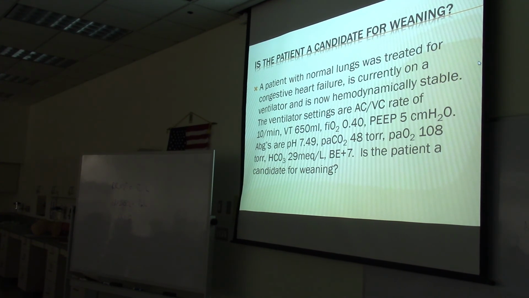All right, so we got a patient with normal lungs, CHF. They're hemodynamically stable, so they fixed the congestive heart failure. The ventilator settings, they're full support, assist control mode, rate is 10 per minute, tidal volume 650 ml, 40% FiO2, PEEP is 5. The ABGs are 7.49 pH, the PCO2 is 48, PaO2 108 with a bicarb of 29 and a +7 base. Is the patient a candidate for weaning?